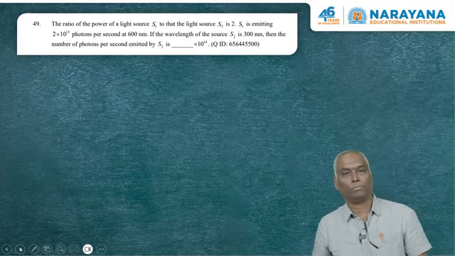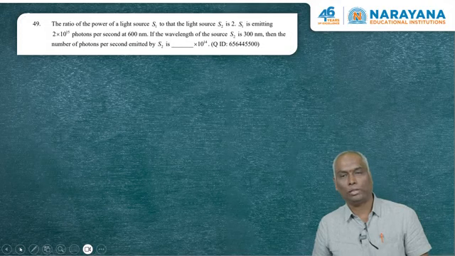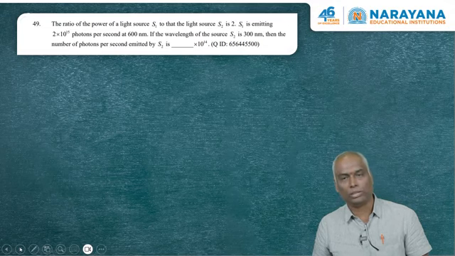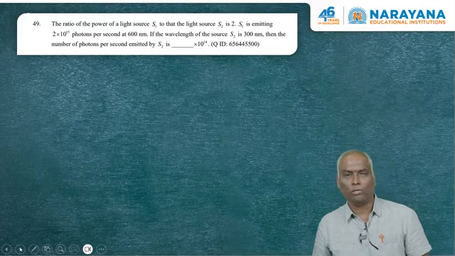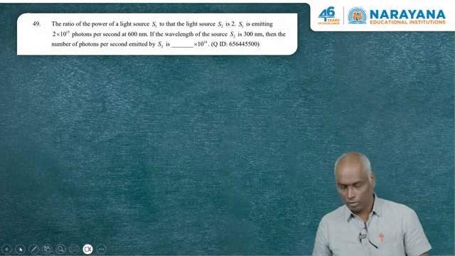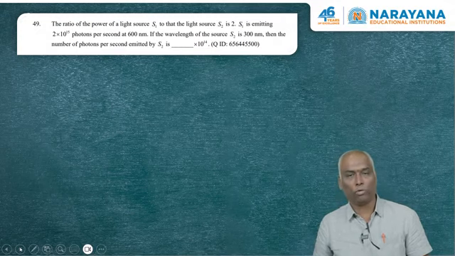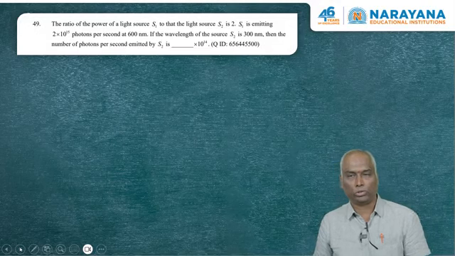Question number 49. The ratio of power of light source S1 to that of light source S2 is 2. S1 is emitting 2 into 10 to the power of 15 photons per second at 600 nanometers. The wavelength of the source S2 is 300 nanometers. Then the number of photons per second emitted by S2 is equal to dash into 10 to the power of 14. So you're asked to find the number of photons emitted per second by the second source.